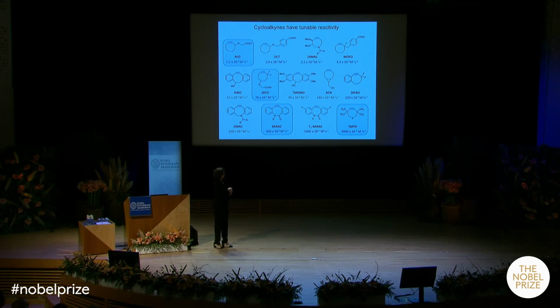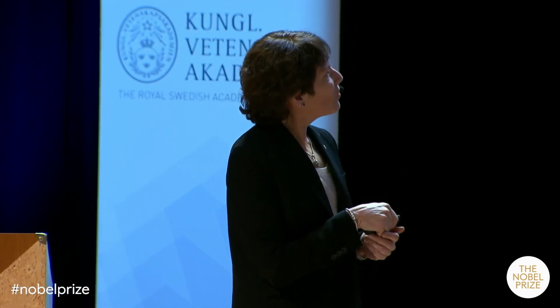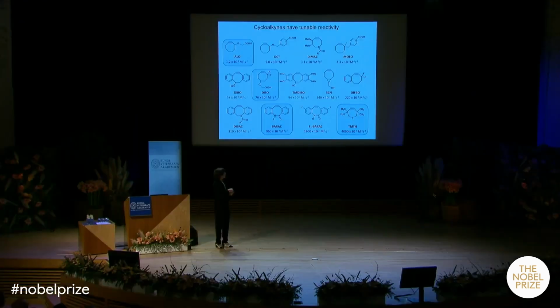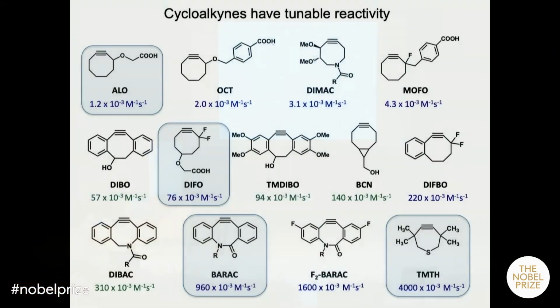But just to complete the slide a little bit, we could enhance the rate yet another order of magnitude by fusing benzene rings on either side of the cyclooctyne, which increases the ring strain even a little bit more. And then the ring could be shrunk down to a 7-membered ring as long as one of the atoms in the ring was a larger atom like sulfur. And one could get yet another boost in the reactivity, where now we have a reagent that's 4,000 times more reactive than our parent compound.